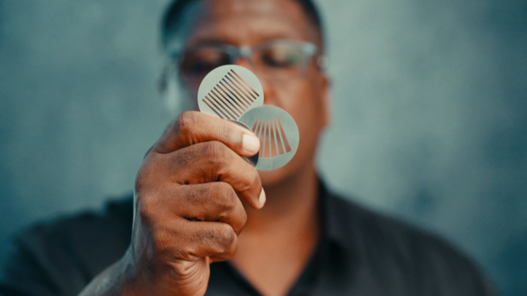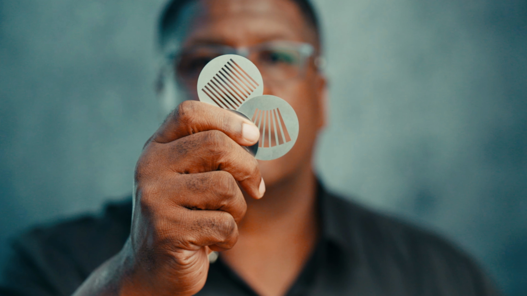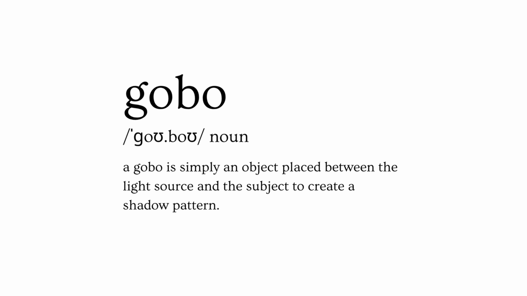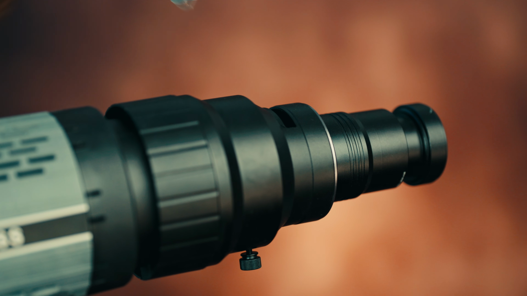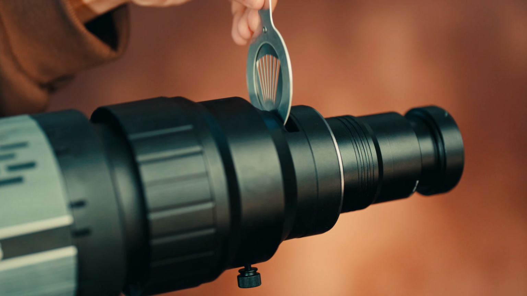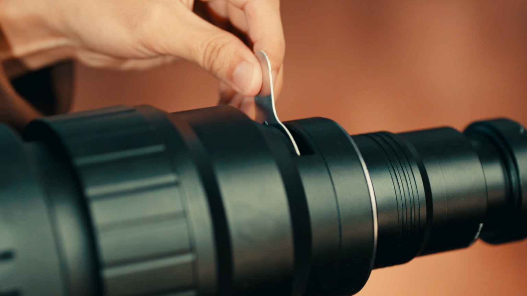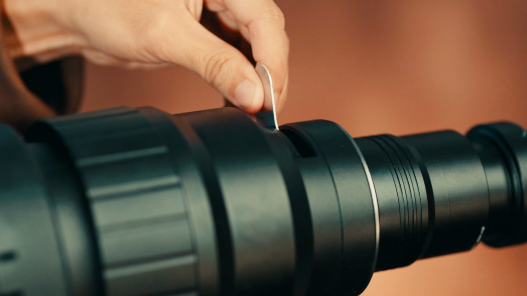Now, let's talk about shadows. This is where the gobos come into play. If you're unfamiliar with the term, a gobo is simply an object placed between the light source and the subject to create shadow patterns. It can be professionally made or it can be homemade. You can even make them out of cardboard. For this shoot, I use various geometric patterns to create dramatic shadows across the model's face and body.